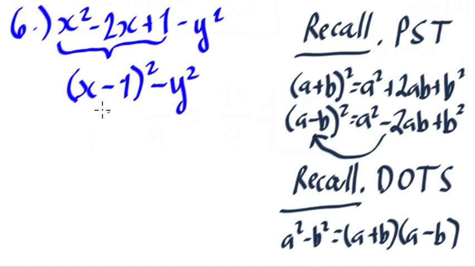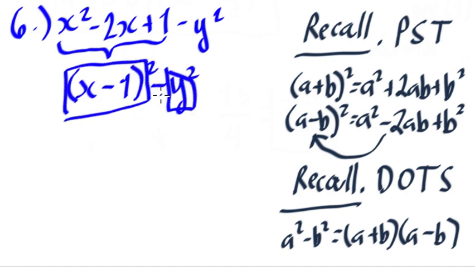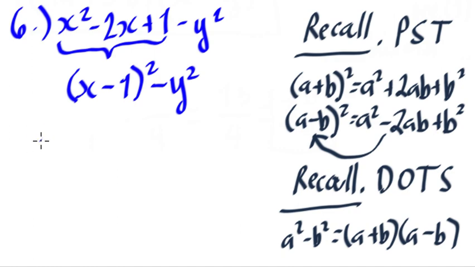Yeah, so let's apply it here. Since this is a perfect square, and this is also a perfect square, they are both squared, and then there's a minus sign in between. So what can we do? We can rewrite this in this form. Maybe we can make use of another grouping.